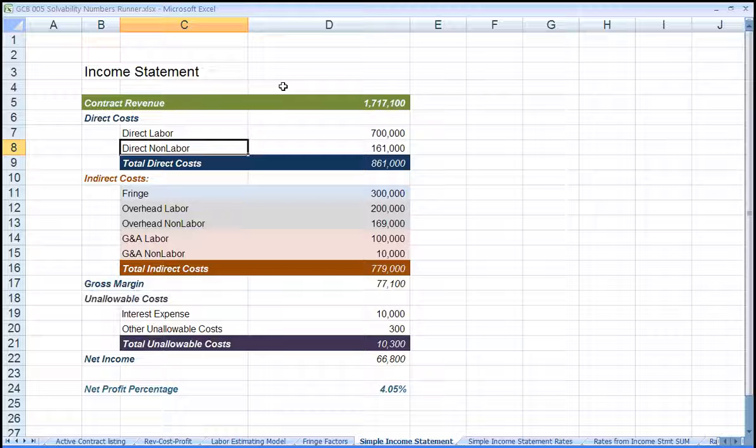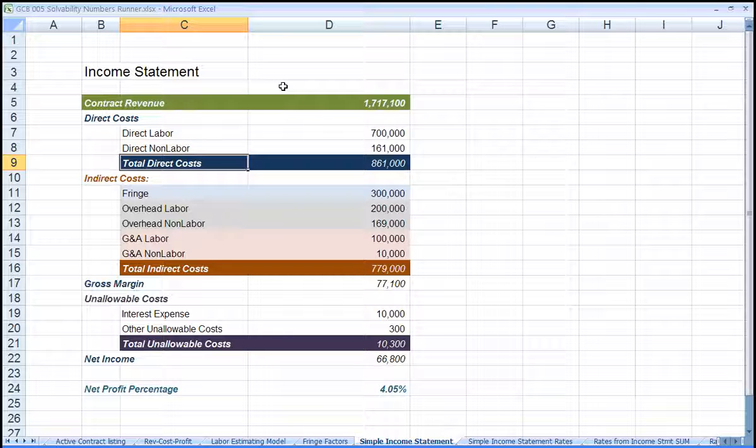Now let's talk about the line called direct non-labor. Direct non-labor would be made up of direct travel, materials, subcontract costs, consultants, and other direct costs charged to contracts. If the amount shown were for all direct travel, we'd be able to find the detail of that cost by looking at the billable cost to specific contracts based on travel expense reports.